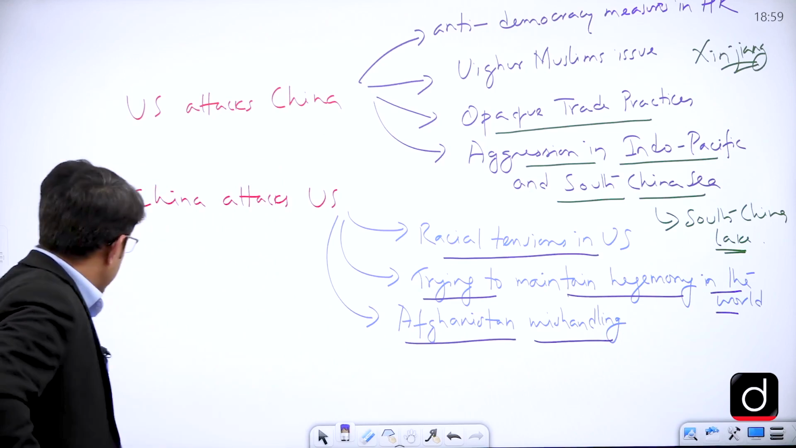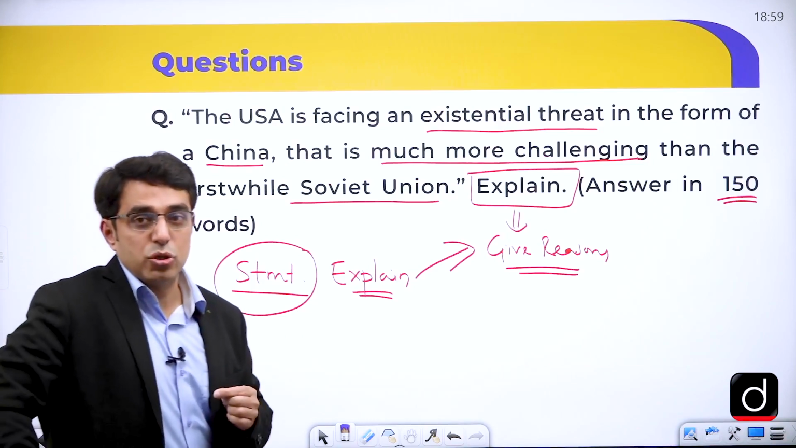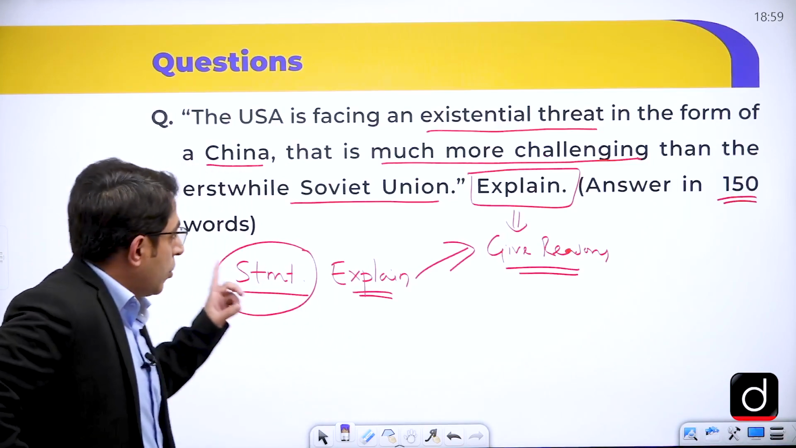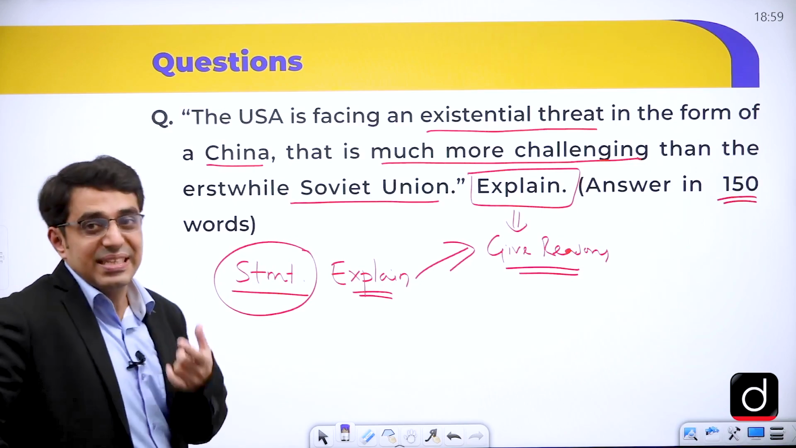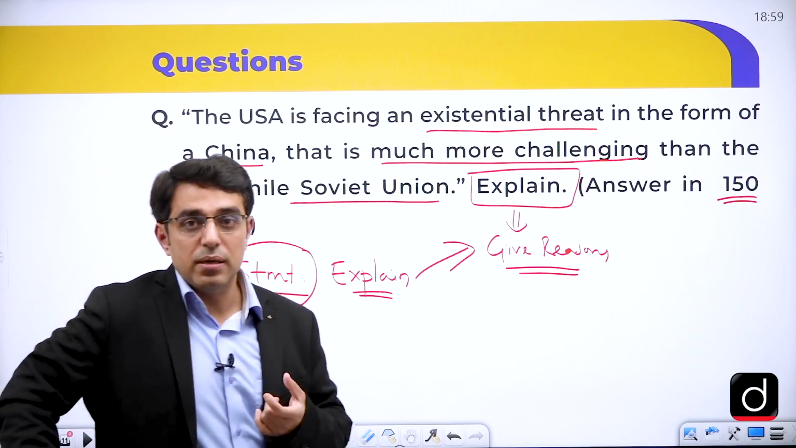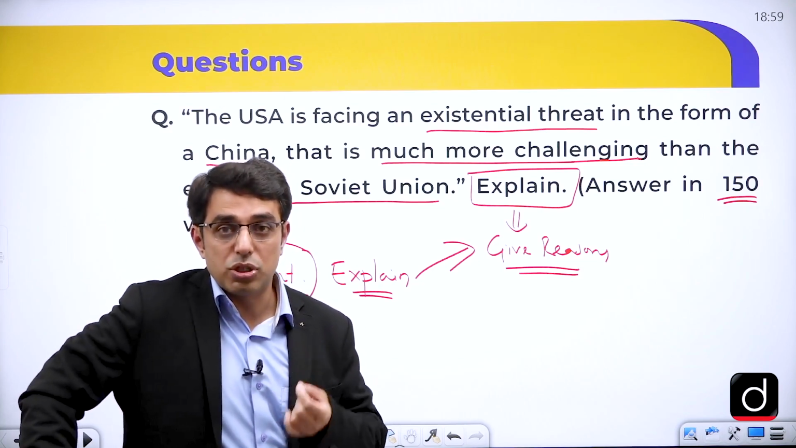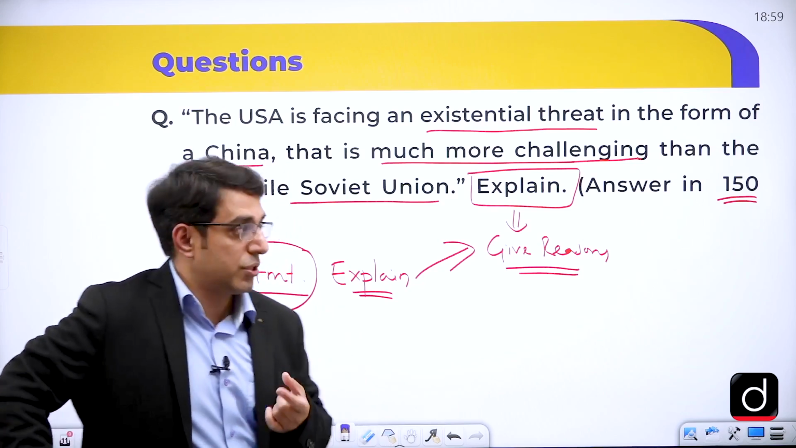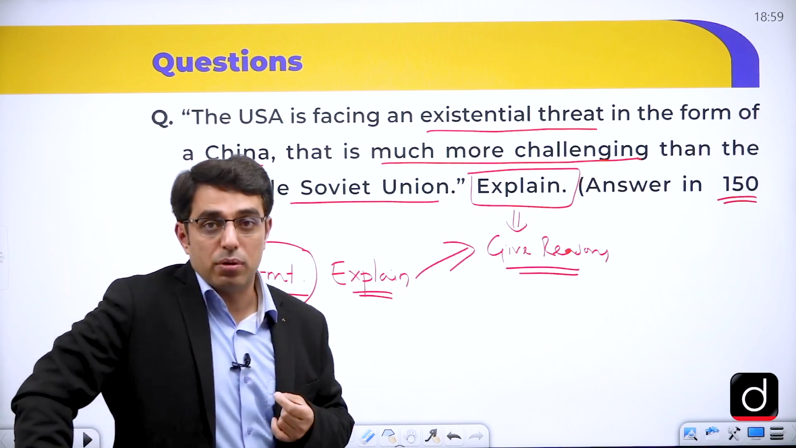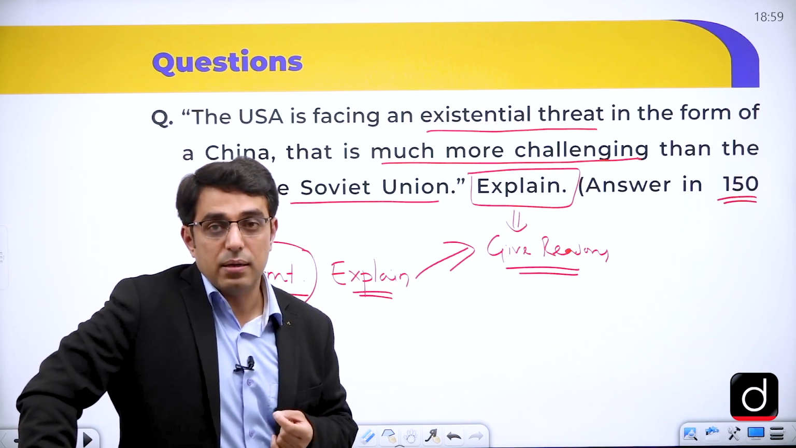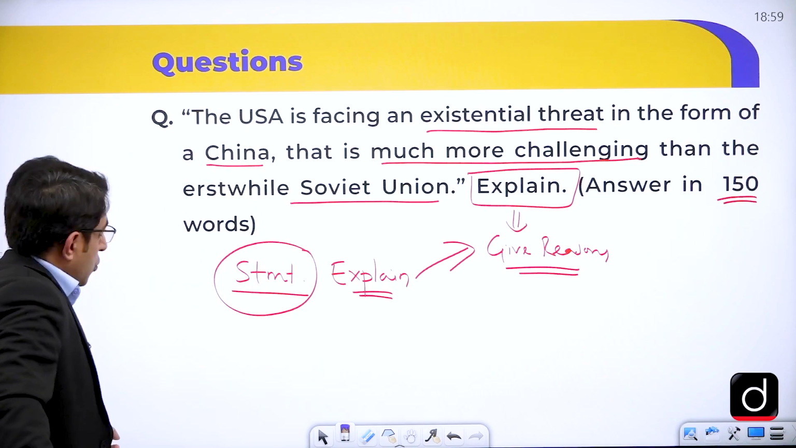But the question is basically asking us something a little bit different than this. So, that is why we should not go just by the keywords. Now, here the statement is saying that the US is facing an existential threat, that means a very serious threat which raises a question about its existence only. It is a question of survival for the US. That kind of formidable challenge is being posed by China, and the question is saying that this challenge is much more serious than the one the US faced from the erstwhile Soviet Union, and we have to give reasons for that.